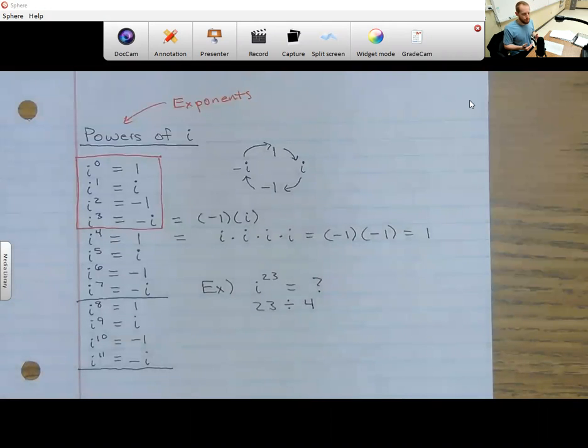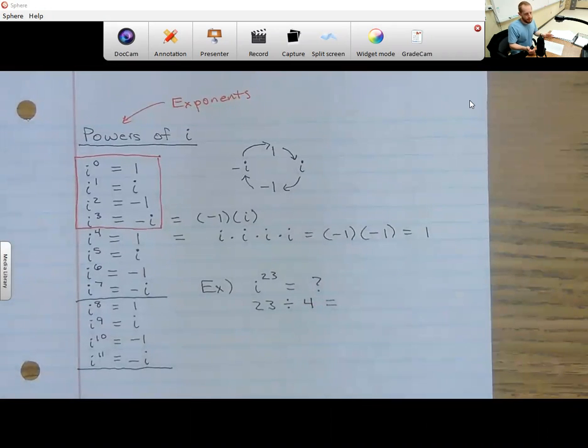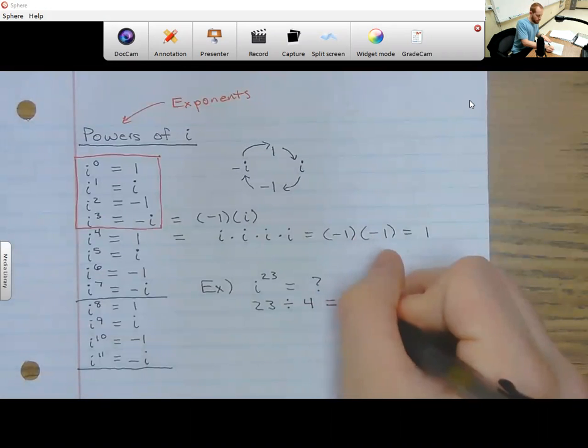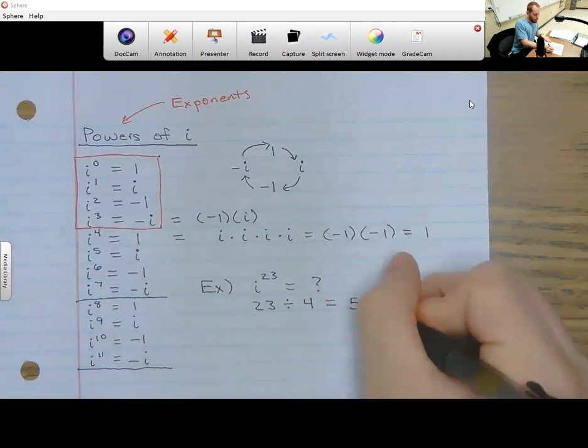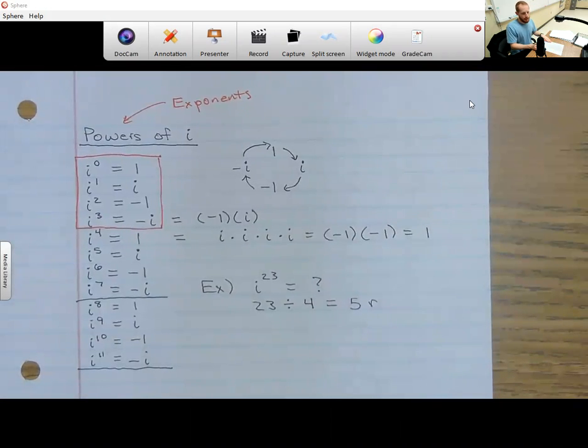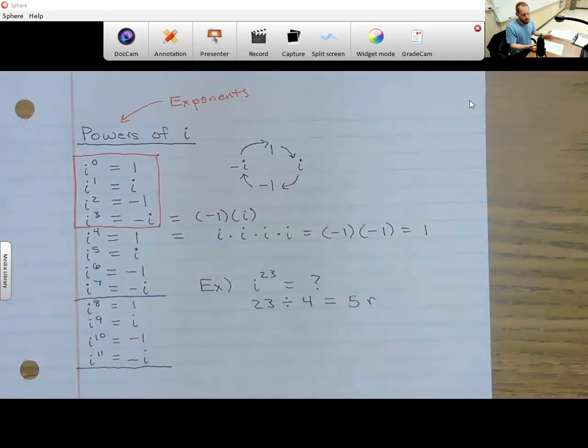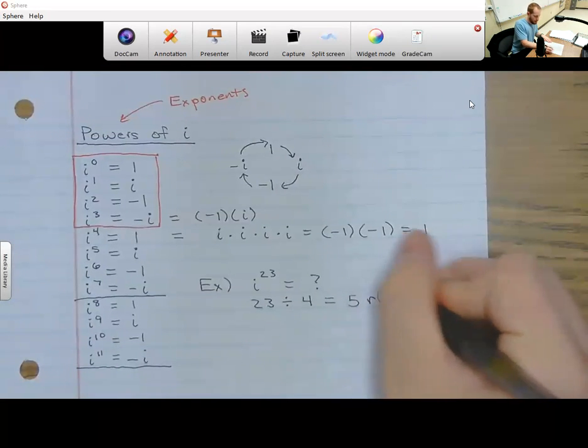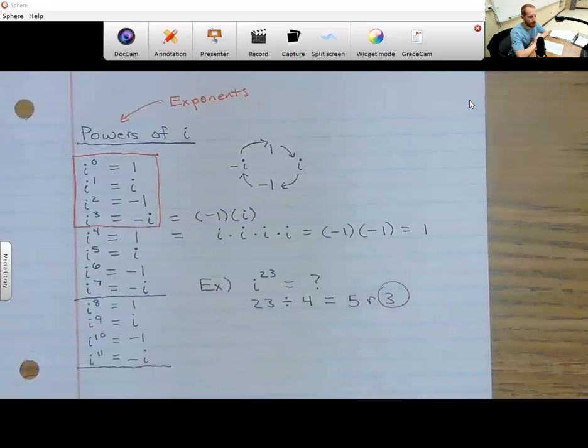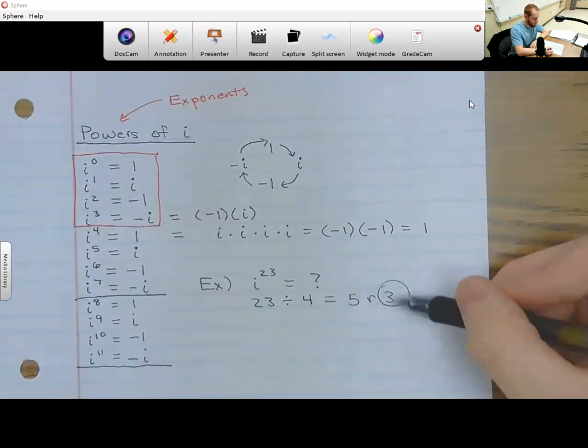So if I divide this by 4, what happens? Well, think about it. What's 23 divided by 4? That would be at least 5, because I know that 4 can go into 23 5 times. But what's the remainder going to be? Isn't there going to be 3 left over when we get done with this? So 23 divided by 4 is 5, remainder 3. And I circle the remainder.